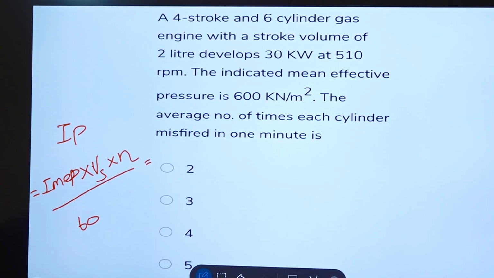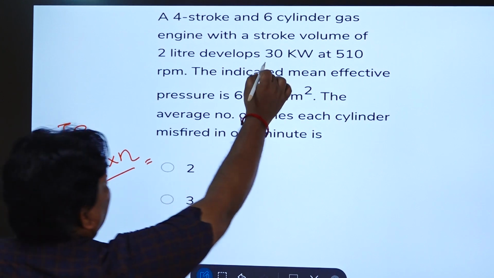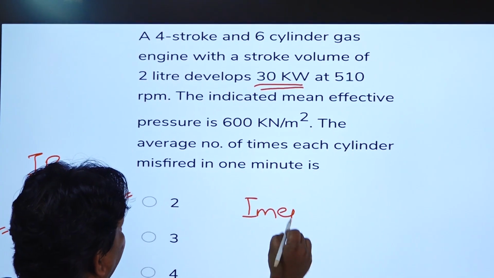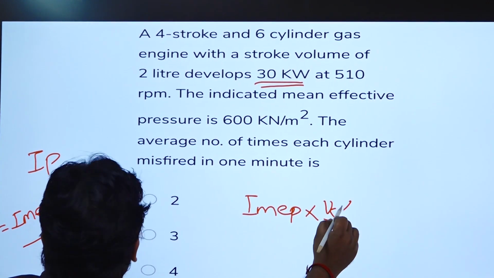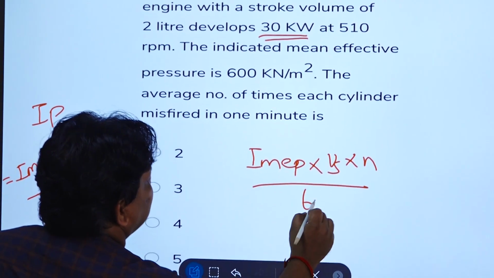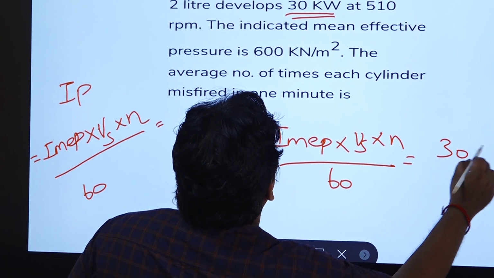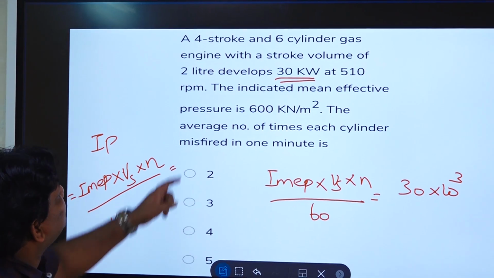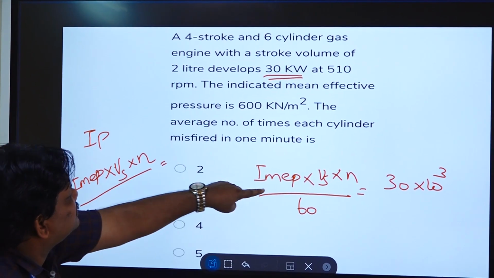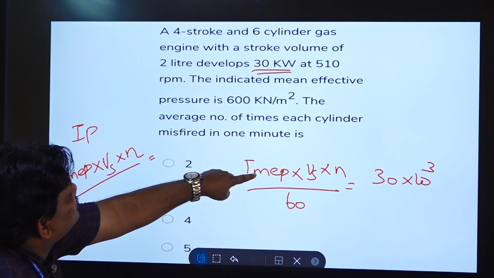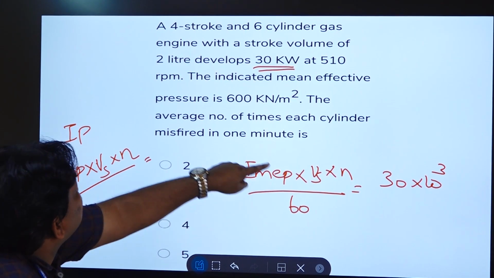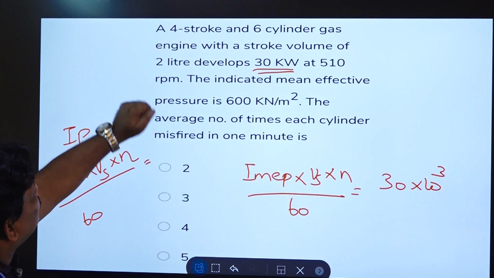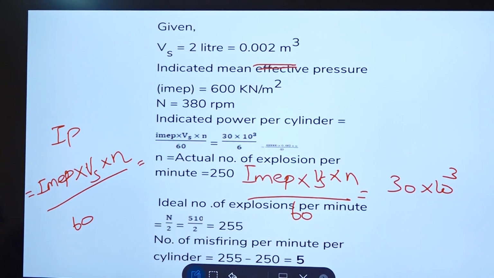It develops 30 kilowatt. That is IMEP into Vs into N divided by 60 equal to 30 into 10 power 3. IMEP is known to you: 600 into 10 power 3, into Vs, the stroke volume of 2 liter, which is around 0.002.